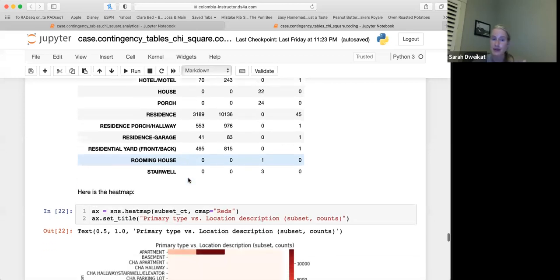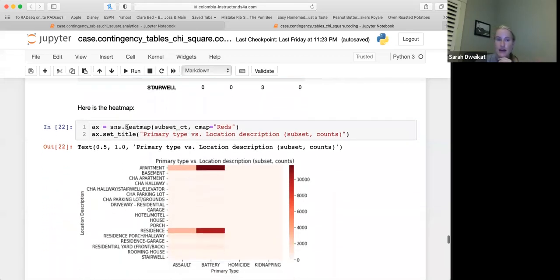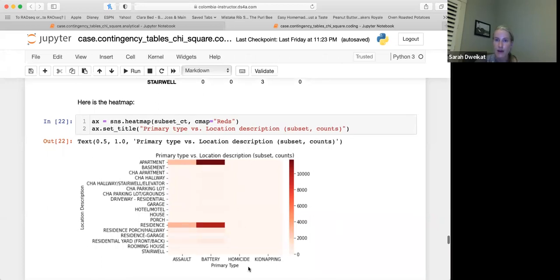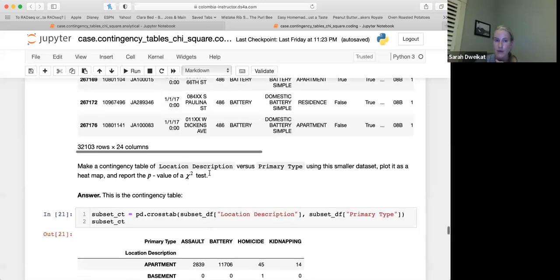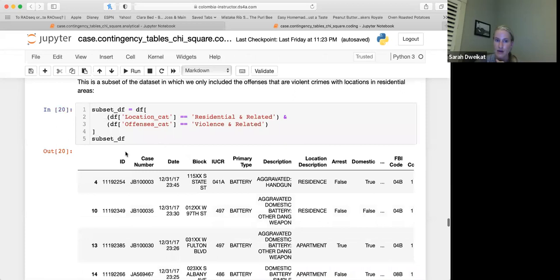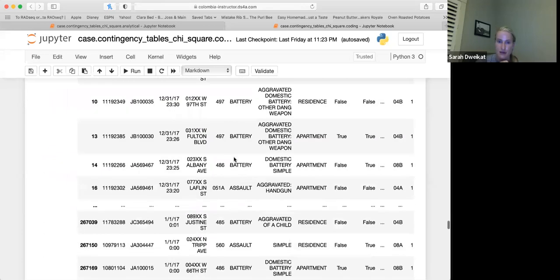And then if we wanted to make our heat map, we would say the same thing. We use ax equals sns.heatmap, call our subset count in red, and then we want a title for it. So that's just giving us the heat map from the contingency table we made above. We named it subset count. And remember, we got our data from right here, where we used that subset data frame, which pulled out only the residential and related crimes, and then violence and related crimes.